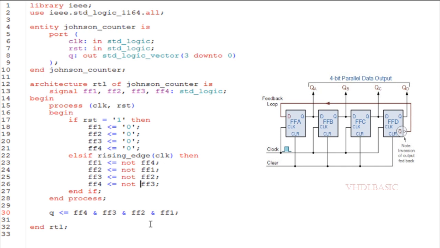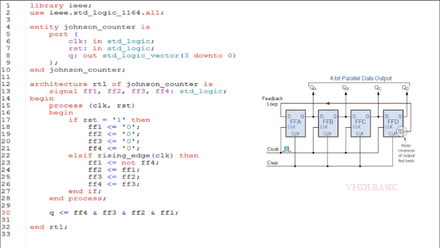But in this case, it will generate only two states. Initially all four flip-flops will give 0, and then in the second state all four flip-flop outputs will be 1, and then again it is inverted and it will be 0, like that. 0 1 0 1 0 1 will come here. But as per the Johnson counter, only the last flip-flop output should be inverted. So I am changing the code accordingly, and I am going to simulate this.